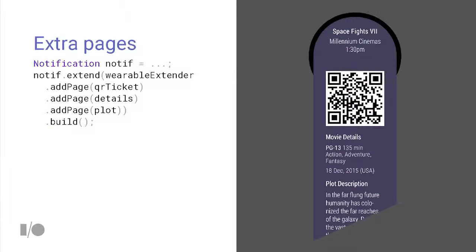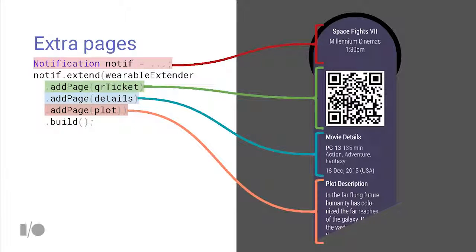Now, I do also want to mention that extra pages can be heterogeneous, and you can mix and match them to get exactly what you want. This lets you make rich notifications like this one for a user's ticket to see Space Fights 7. Notification has 3 extra pages containing a QR ticket, movie details, and the plot synopsis.